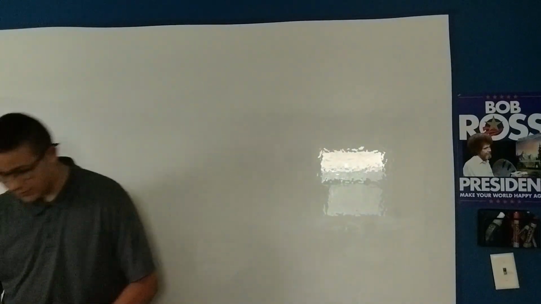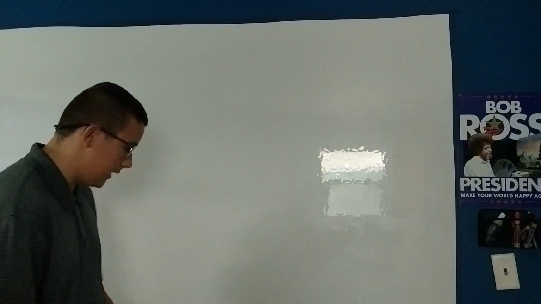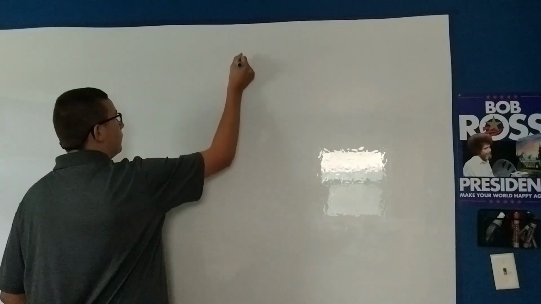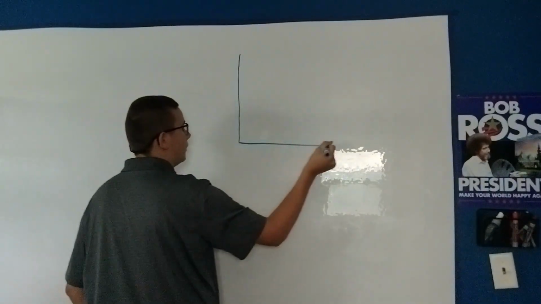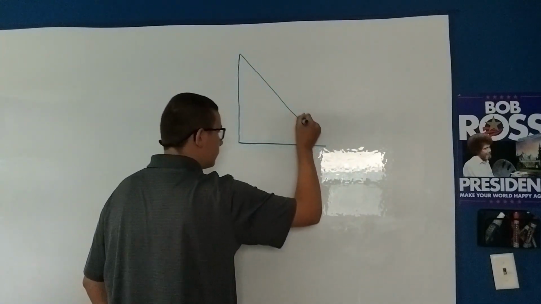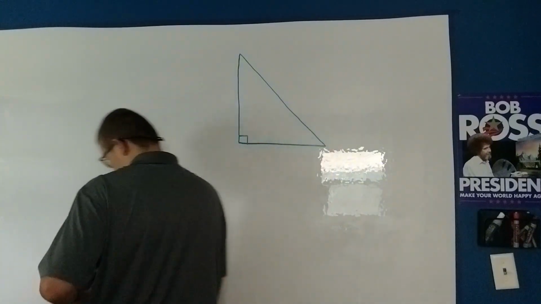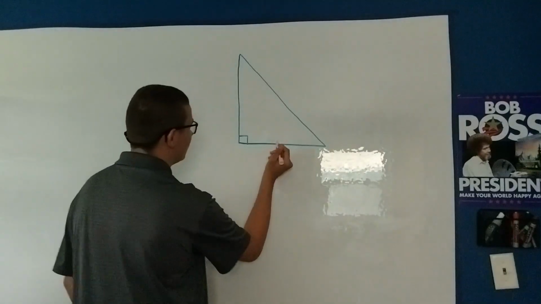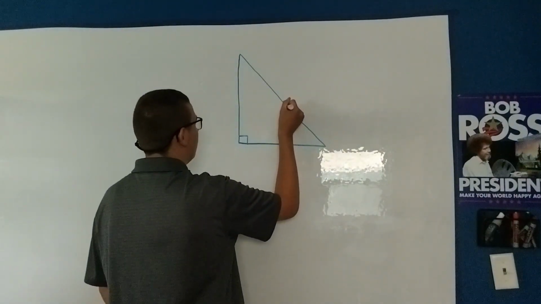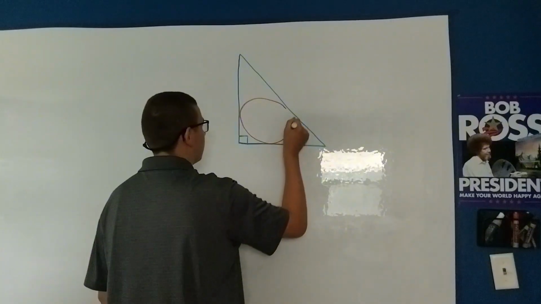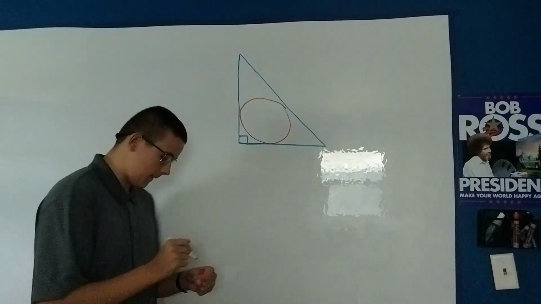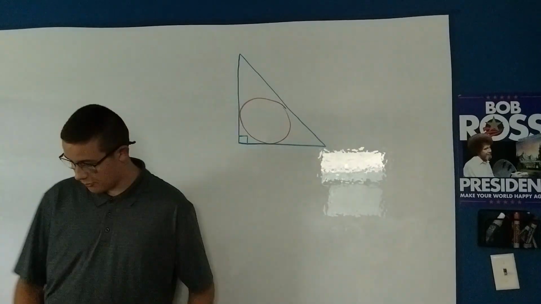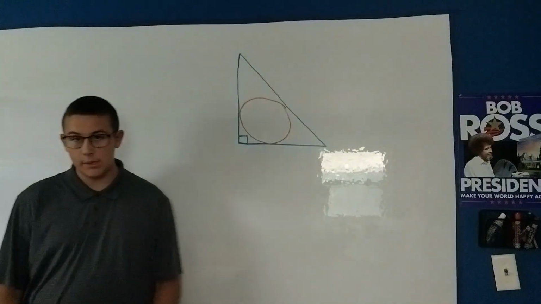Next, we'll go to the incenter. And the incenter is a circle inside of your triangle. So we'll do a right triangle like this. And I have to draw a circle. The circle's not going to be a perfect circle, but get close. Kind of.